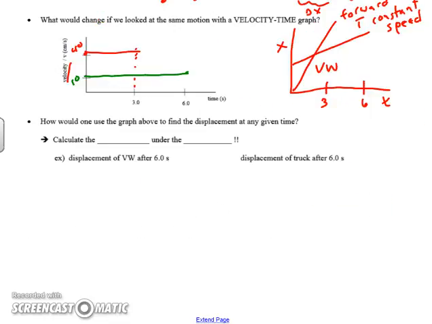Now, we can do something interesting with this velocity time graph. How could we find the displacement at any given time? Nowhere on here do we see displacement. All I see is velocity and time. So how do we go about figuring out displacement?